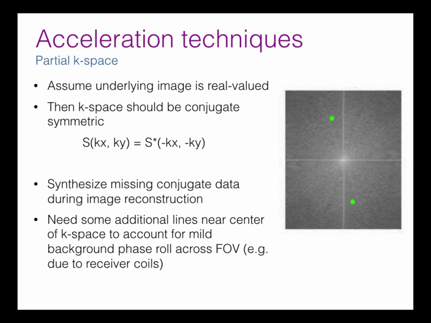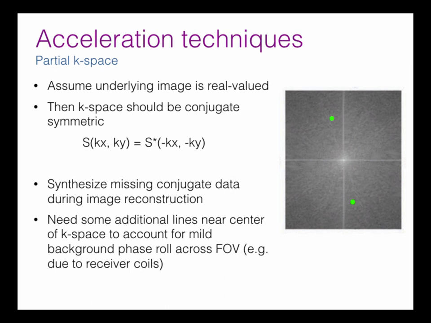Another way to get acquisition acceleration is to note that if your underlying image is real valued, then the K-space, in theory at least, is supposed to have conjugate symmetry. A sample over here in K-space is supposed to be the complex conjugate of the corresponding sample on the diagonal opposite corner, as represented by this equation. So in principle, if you had this one, you could synthesize that one. In practice, because there are always background phase effects due to the receiver coils themselves, you need a little bit more data than just half the K-space.